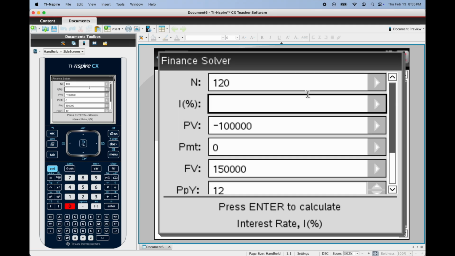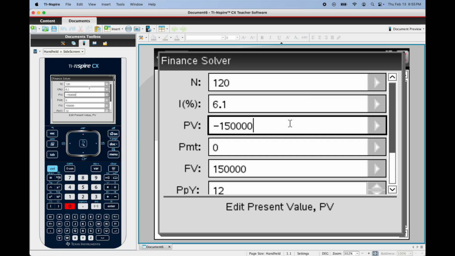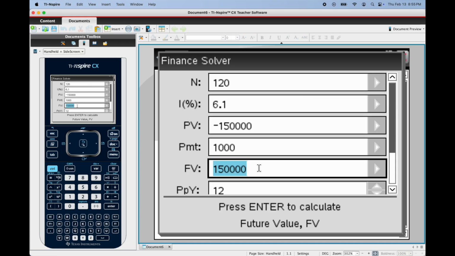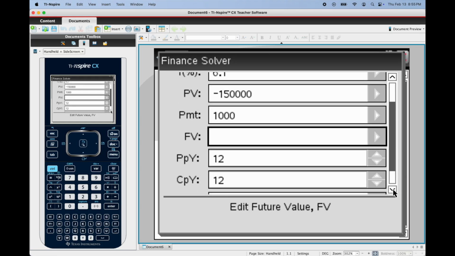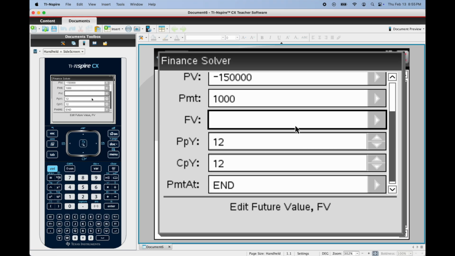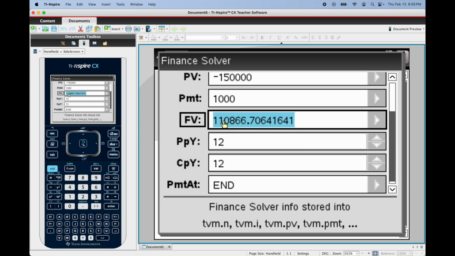Okay, let's go ahead and put this in our calculator. 120 total payments, 6.1, payments is 1,000, flowing in the other direction. Final value, 1 and 0. 12, 12, end. Good. Alright, so she has $110,866.70, I guess, or 71 cents.